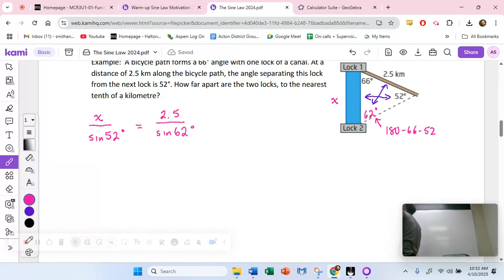And then if you guys remember a few days ago, we reviewed how to solve proportions. This is just a proportion. Sine 52 is just some silly decimal number. So is sine 62.